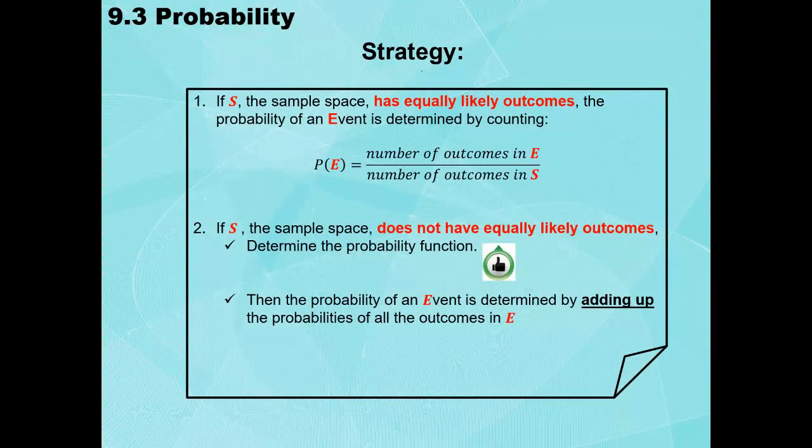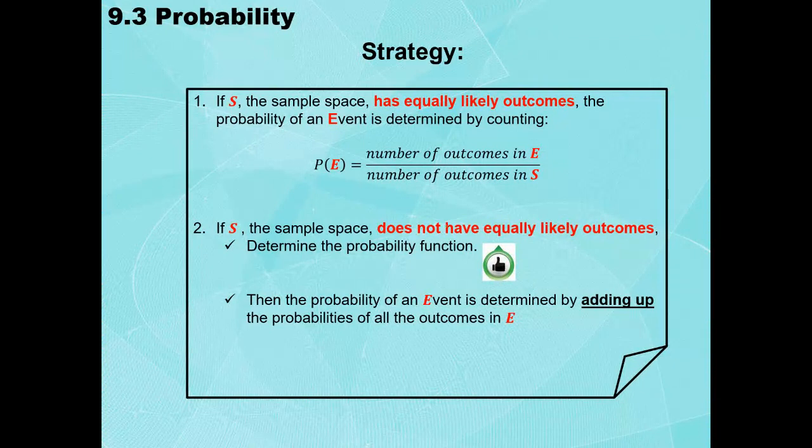So if the sample space has equally likely outcomes, the probability of an event is determined by counting, right? The number of outcomes in E and the number of total outcomes in S. The number of outcomes where the event happens and the number of possible outcomes at all, the sample space. So the event over the sample space is going to give you the probability of the event occurring.